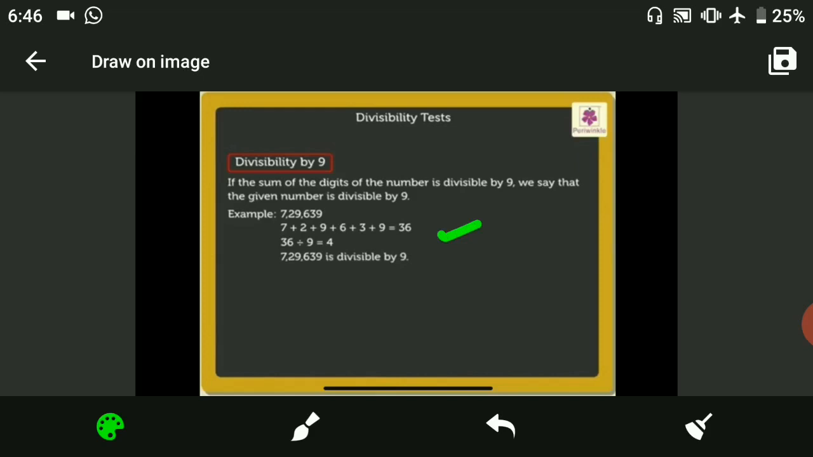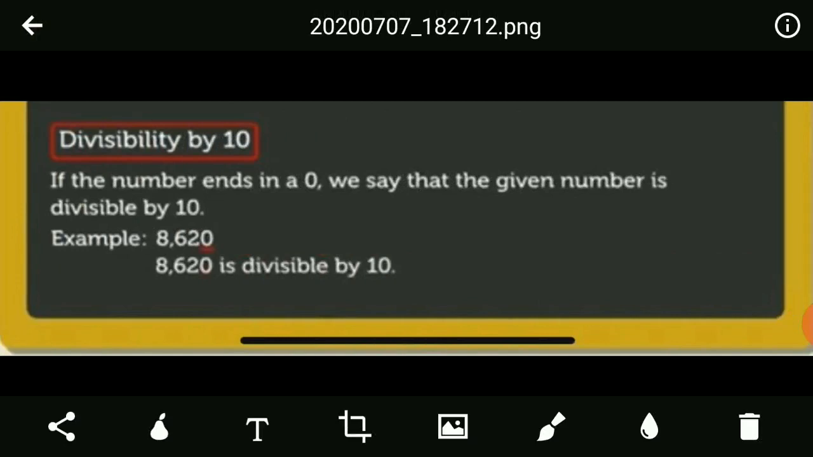It comes to 36. Now 36 comes in the 9 table. So you can say that 729639 is divisible by 9. Is it an easiest method? Yes. Instead of dividing the number by every digit, it is better to see its divisibility first, and after that check this number comes at which position. Clear?